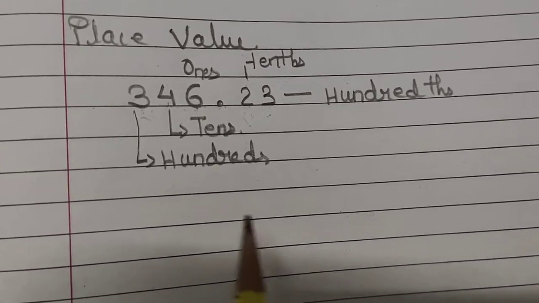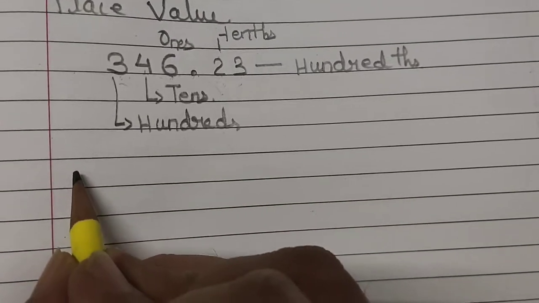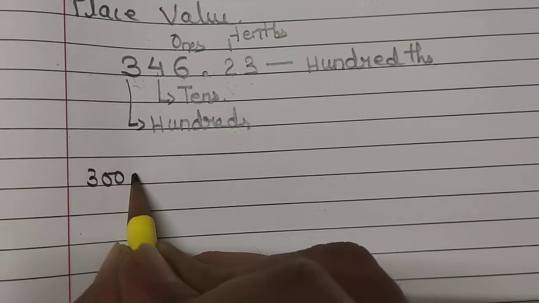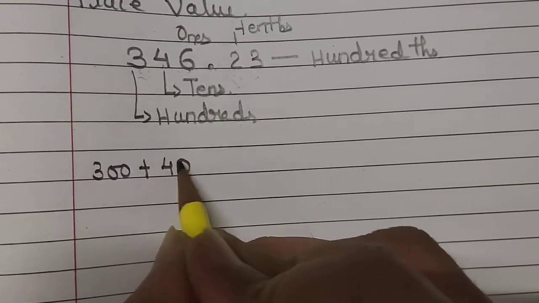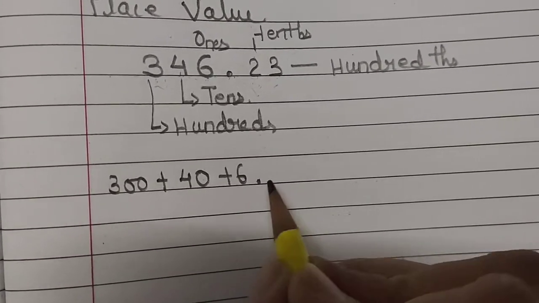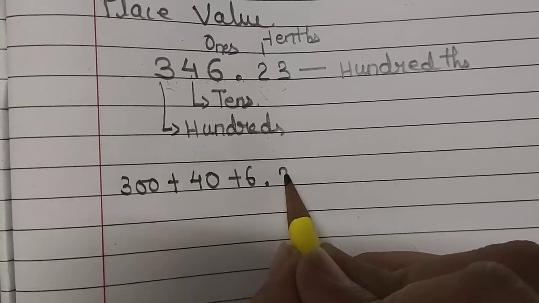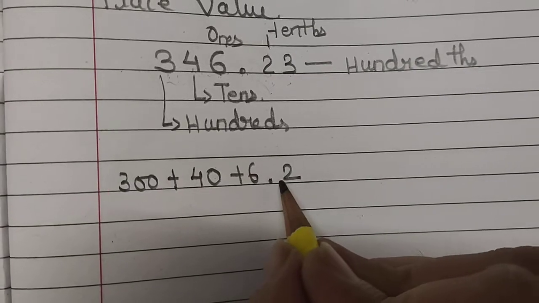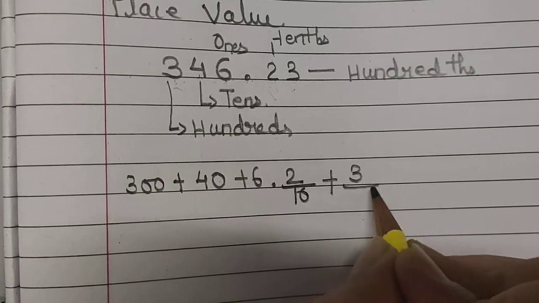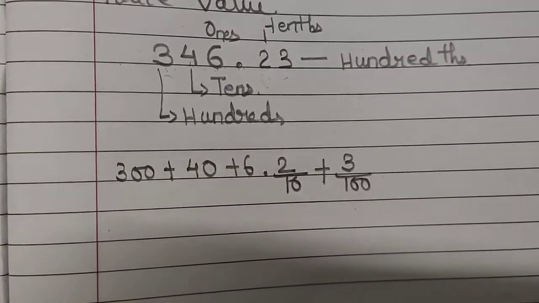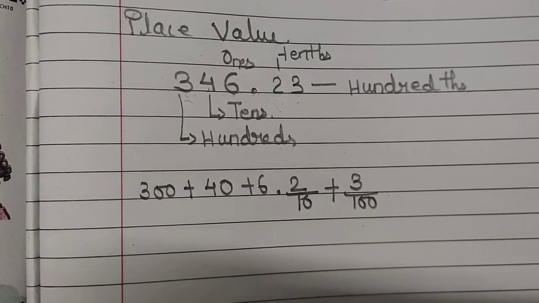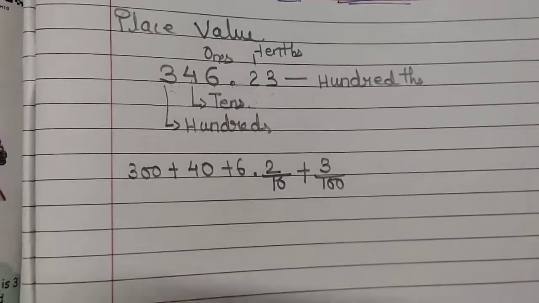Okay, students. If I want to write this number in expanded form, then I can write it like this: 300 plus 40 plus 6 point, we can write 2/10. 2 is at the place value of tenths, 2/10 plus 3 at the place value of hundredths. So there will be 2/10 and 3/100. Understood? One more example I will give you.